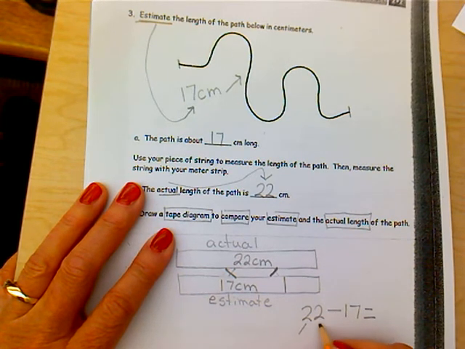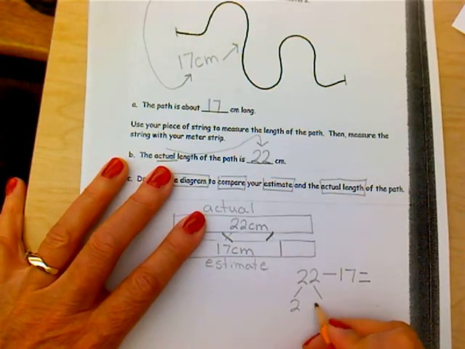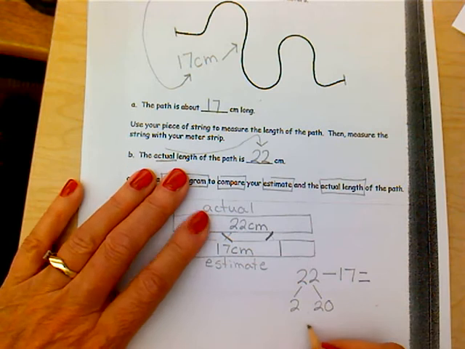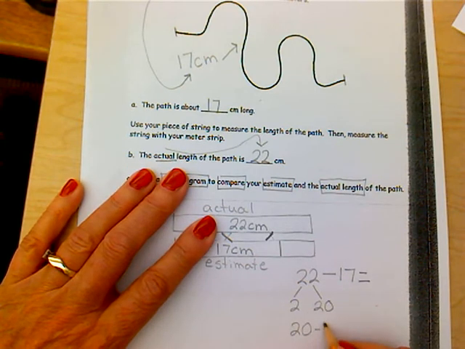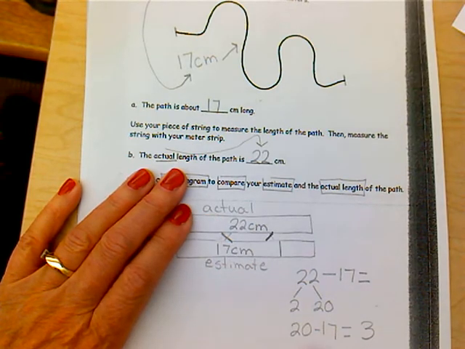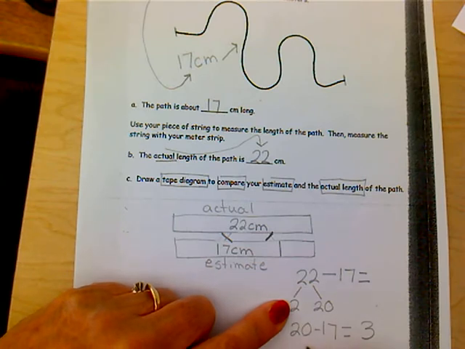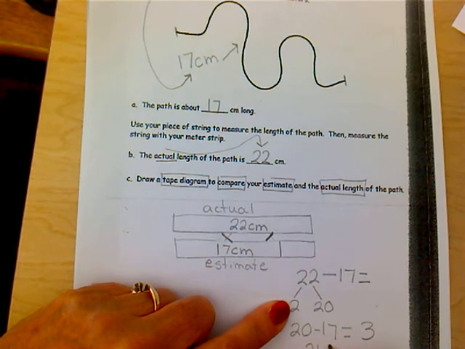I'm going to break this apart into 2 and 20. So 20 take away 17. That should be very easy. 20 take away 17 is going to give me 3, but I still am going to have to take care of the 2 that I have there. 2 plus 3 equals 5.